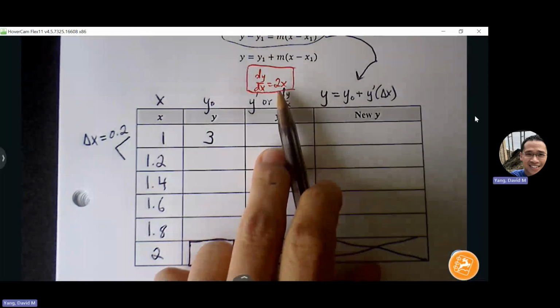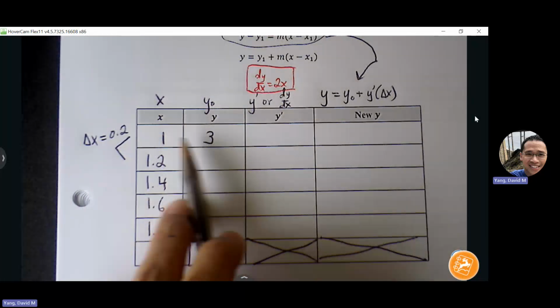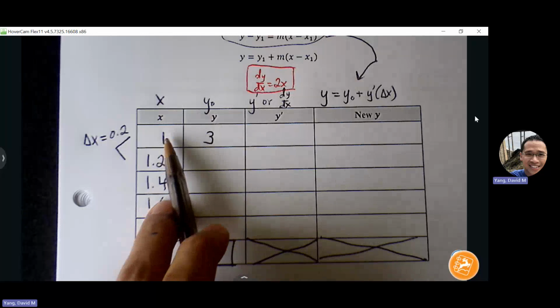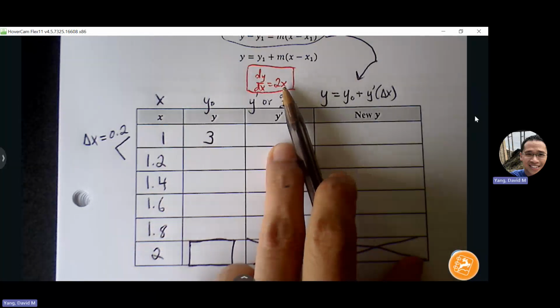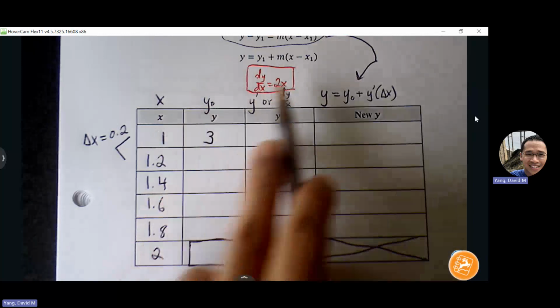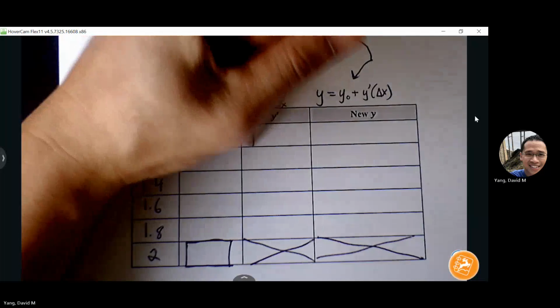Sometimes your derivative may require both the x and y value. You're just going to take whatever information they need from the table, from the row that you're on, and then just plug in. So here, the derivative only requires an x value. So 2 times 1 is 2. So my y prime is equal to 2.